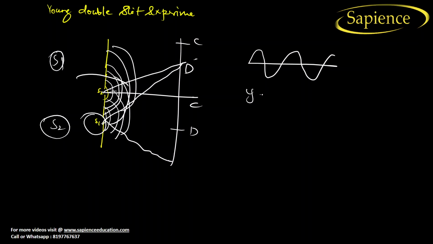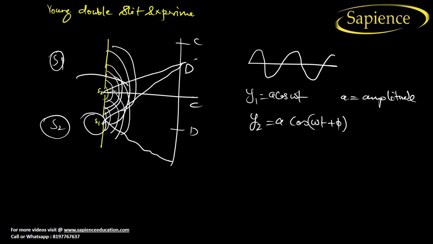If you want to write the equation for the single source, y1, you can write a cos omega t, where a is the amplitude. Now y2 will be a cos (omega t plus phi). So these are the two waves. Both will have the same amplitude, but the phase may be a little different, while the frequency will be the same.